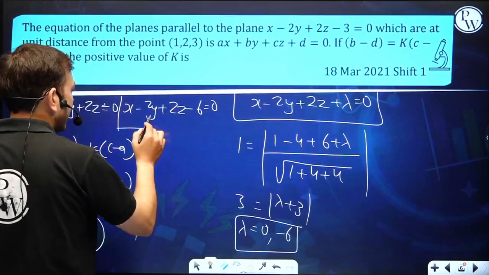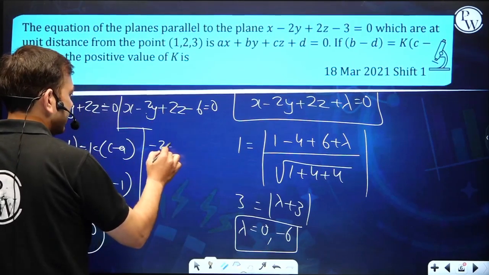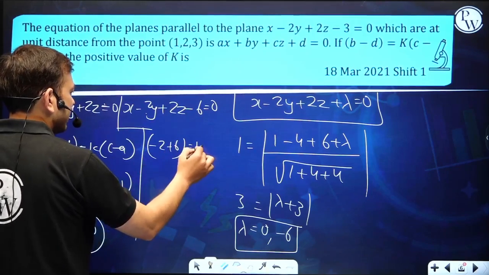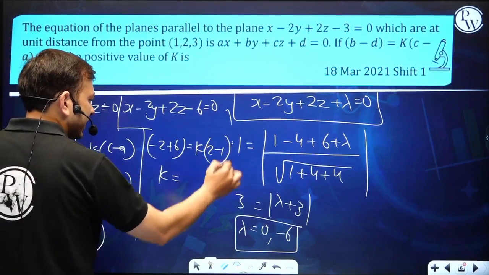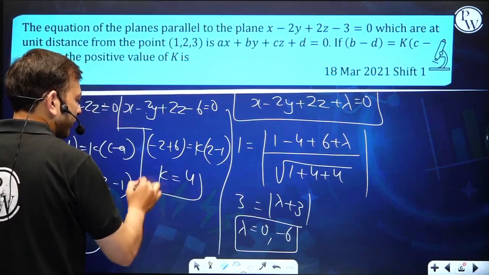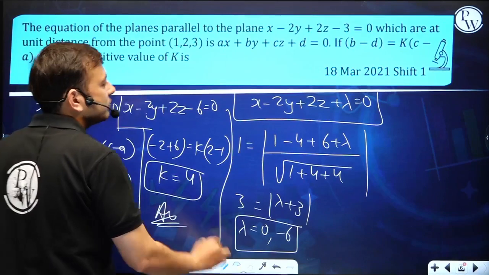Now coming to this part, B and D. So minus 2 plus 6 is equal to K times 2 minus 1. So K will be equal to 4. So this is your answer.